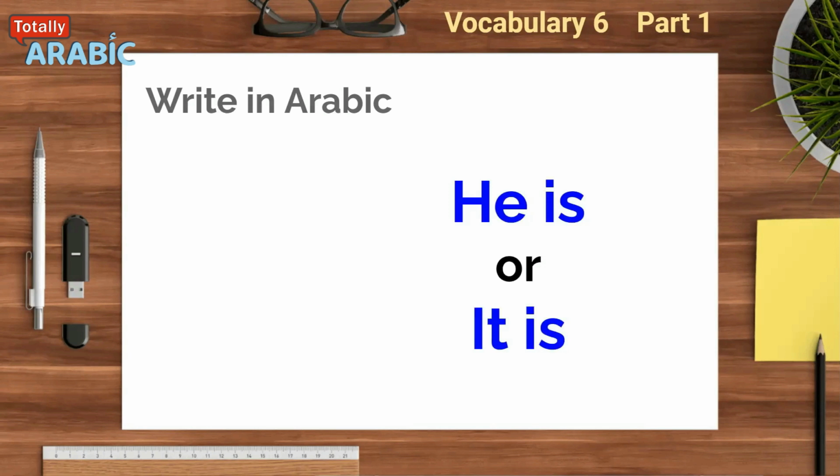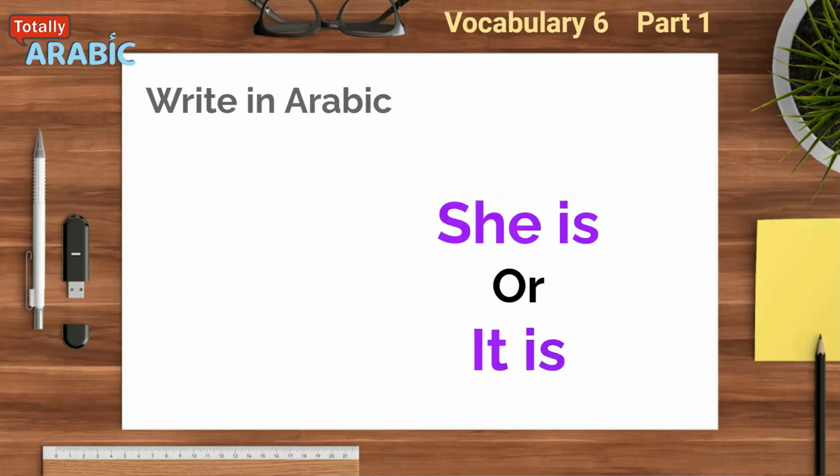هو. هو is on the screen. It has only 2 letters and it is referring to the masculine. هو. هي. هي is on the screen, only 2 letters, and it is referring to the feminine. هي.